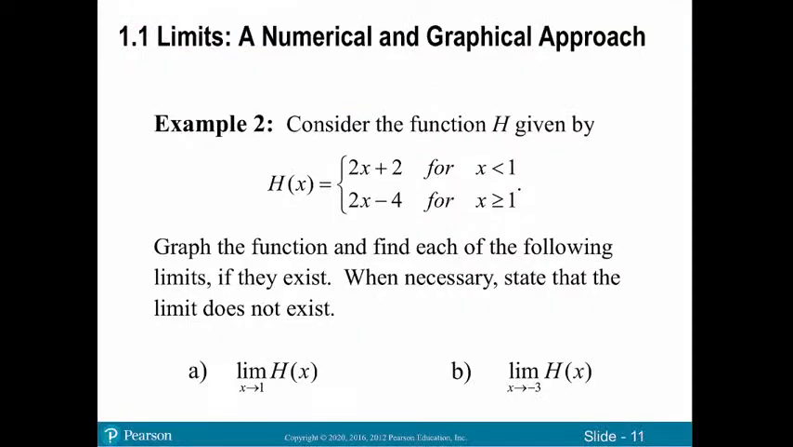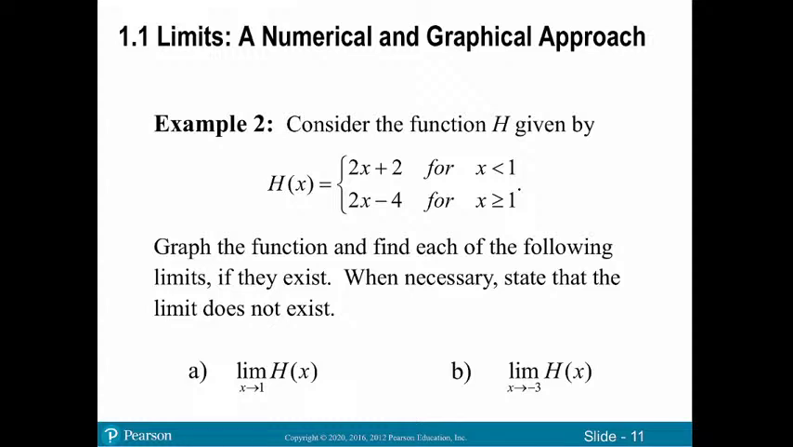Consider this function. Graph the function and find each of the following limits if they exist. When necessary, state the limit does not exist. All right, so we have part A and part B. Part B is concerned with the limit as x approaches 1. The limit as x approaches 1 of this piecewise function. So say we're approaching 1 coming from the left, right? We want to start by choosing numbers that are smaller than 1. So then if we're going to choose numbers smaller than 1, are we going to use the first line or the second line? Right? So we should be using the first line.